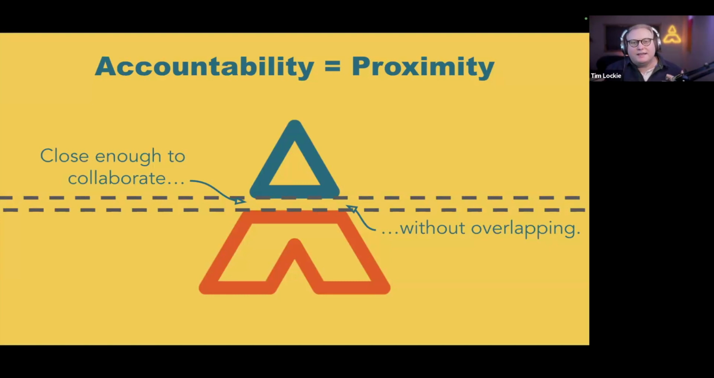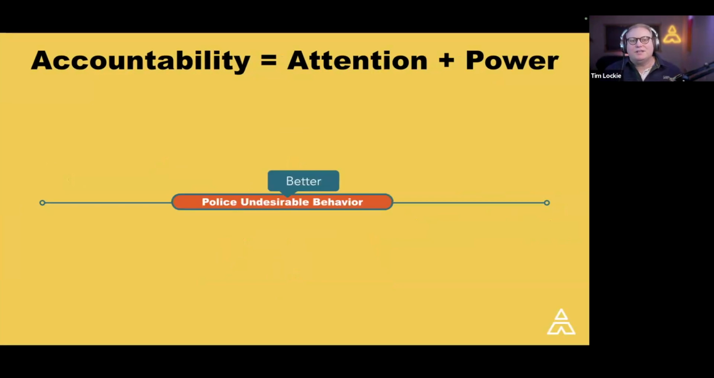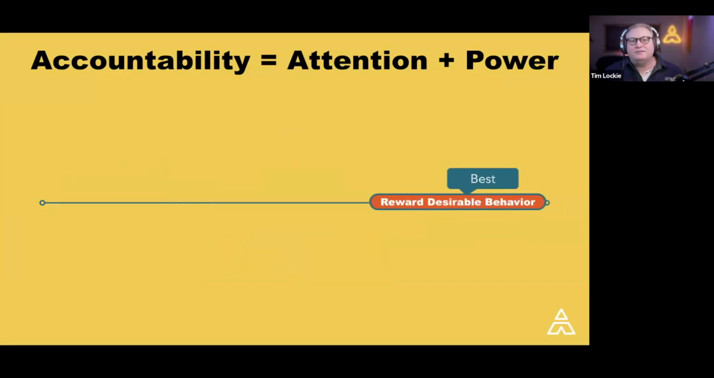And accountability has three different forms. So the worst form of it is to ignore behavior. When leaders ignore behavior, that is not positive accountability. You can police undesirable behavior, and that's better than ignoring. But the best is to reward the behavior that you want. So recognition-based behavior, it just hits our brains and we're like, okay, I want to do more of that.